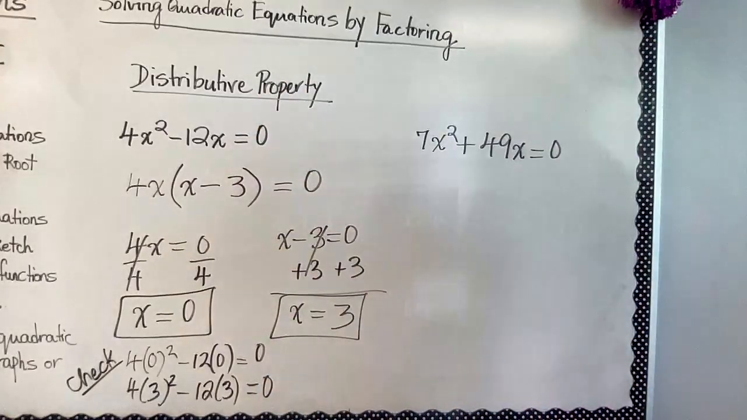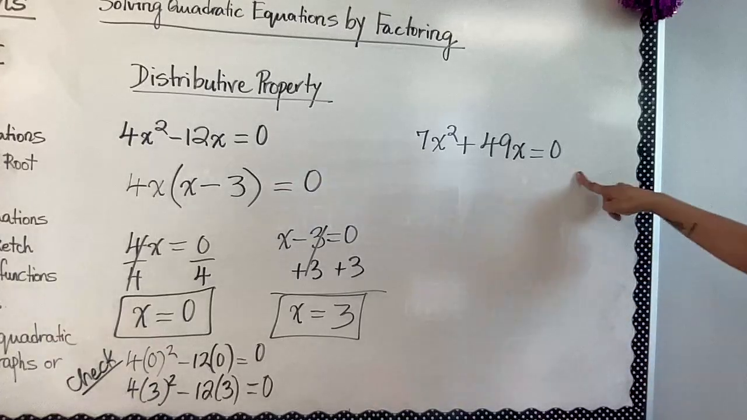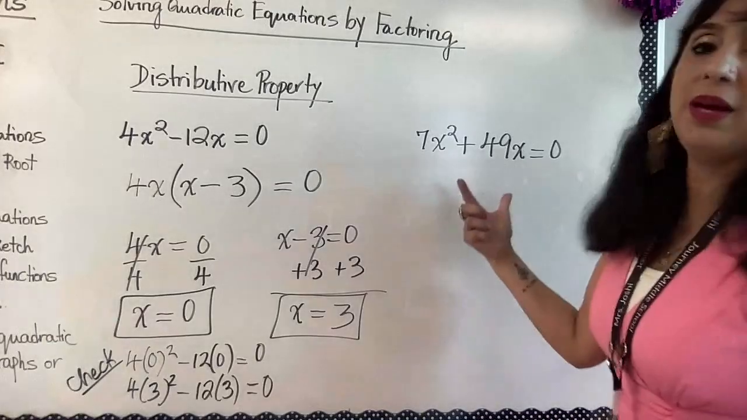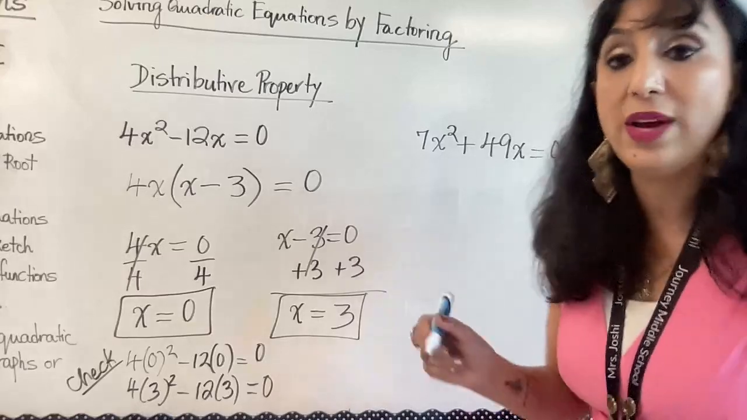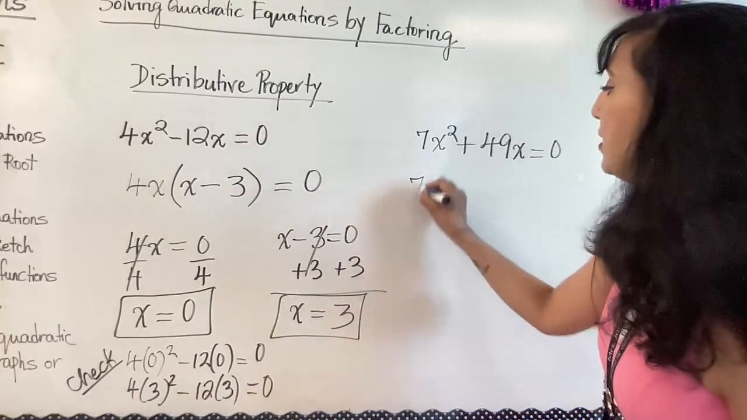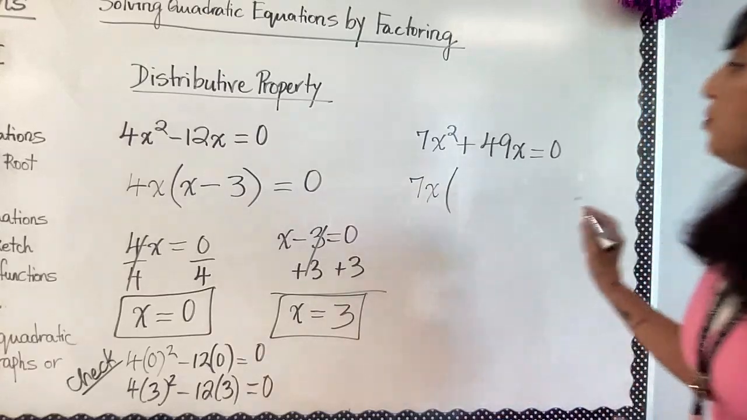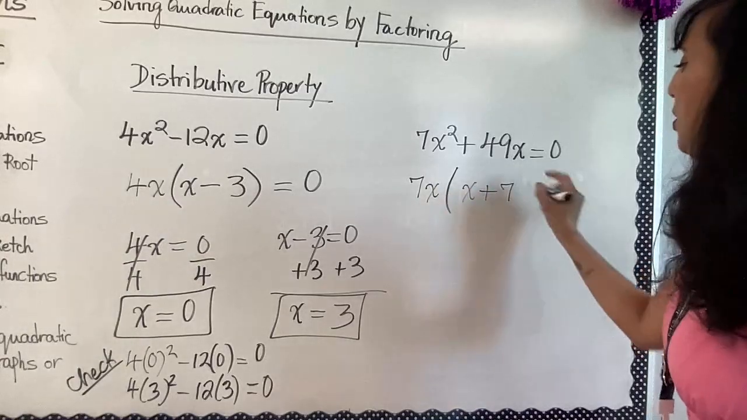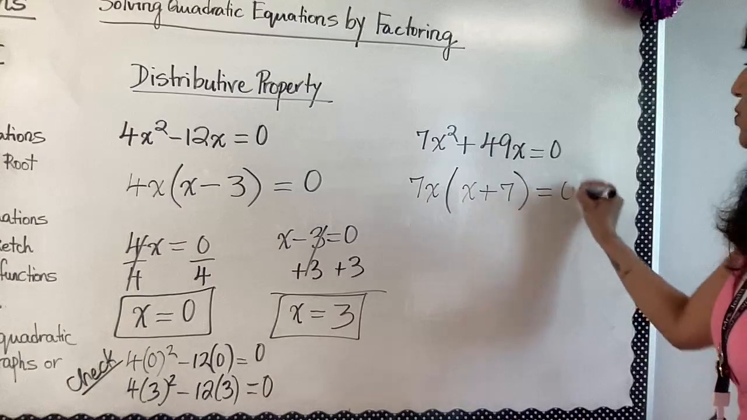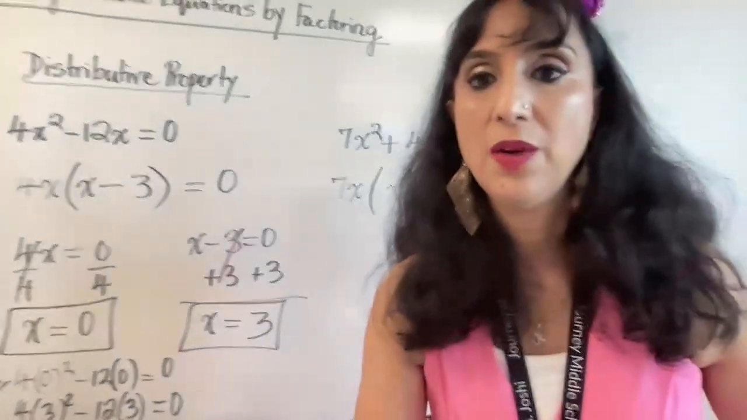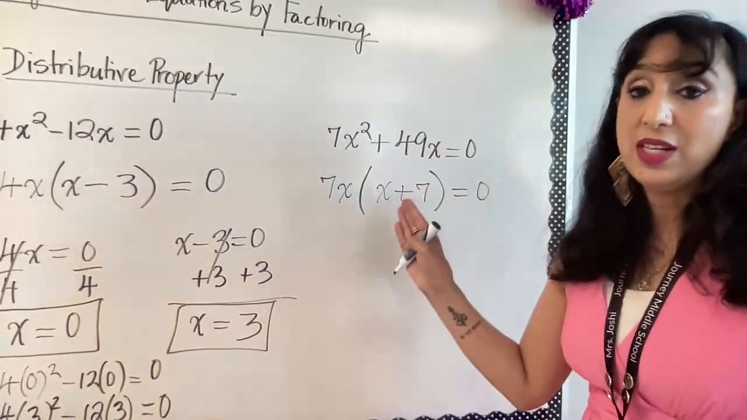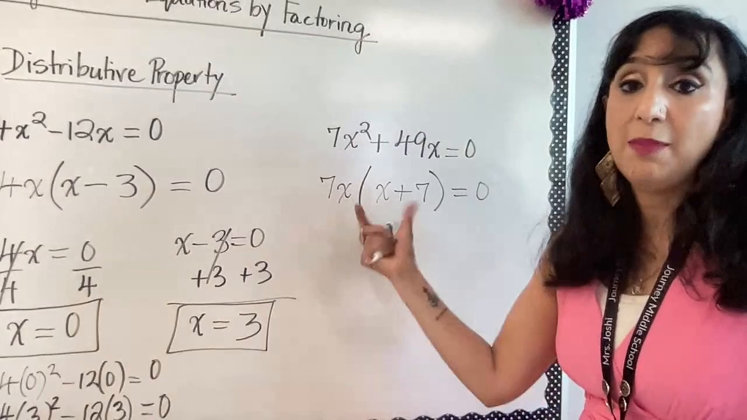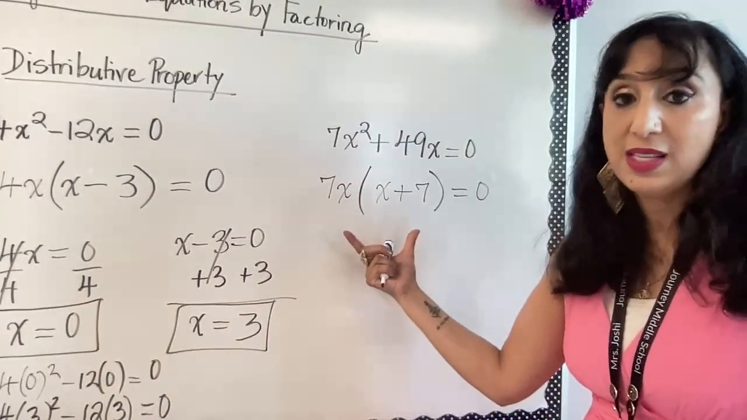So let's look at the next question that I have over here. I have 7x squared plus 49x is equal to 0. So what is common? My greatest common factor in this case is going to be 7x. Okay, so I'm going to take 7x out. I'm left with x plus 7 inside. So I'm using my distributive property, and this is equal to 0. Okay, so once again, greatest common factor out, and then I'm using my distributive property to rewrite it like this, by factoring it.